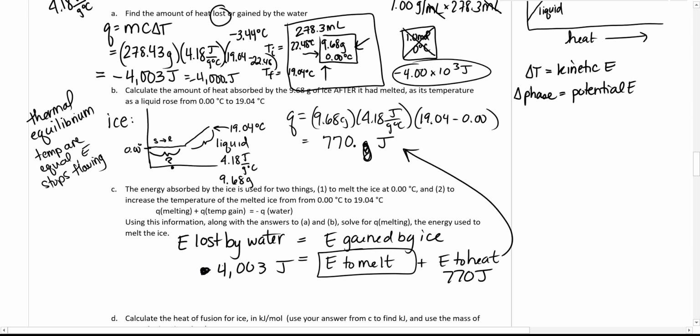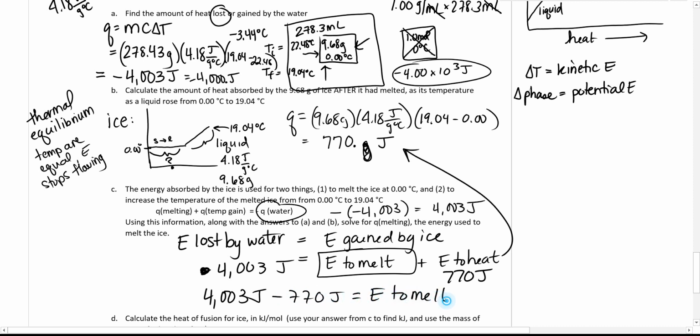And let's not worry about the sign here. Or I should put, this should be negative. It would be negative of a negative, so it would end up being positive 4,003. Let me clarify that here. It's going to be negative 4,003, so it's actually going to be positive 4,003 joules. That's why I got rid of my negative sign over there. All right, so it's 4,003 joules minus 770 joules is going to be how much energy was needed to melt.